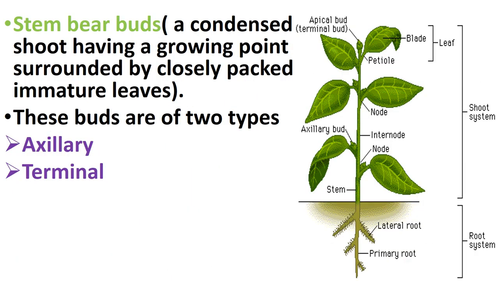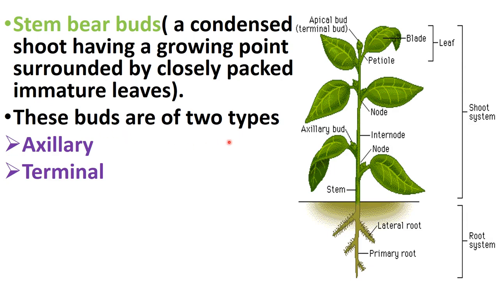The next feature is that the stem bears buds. Now what is a bud? A condensed shoot having a growing point surrounded by closely packed immature leaves. As you can see here, this is the growing point of the plant, and it is surrounded by the immature leaves, and this is called a bud, right?